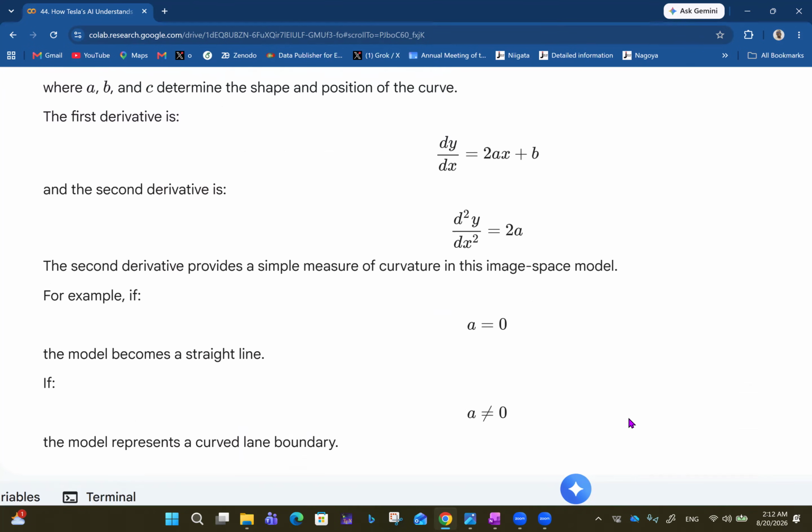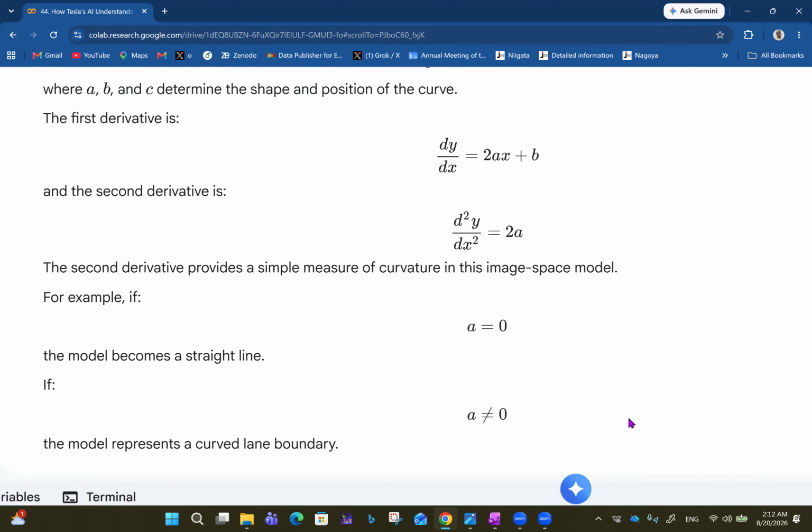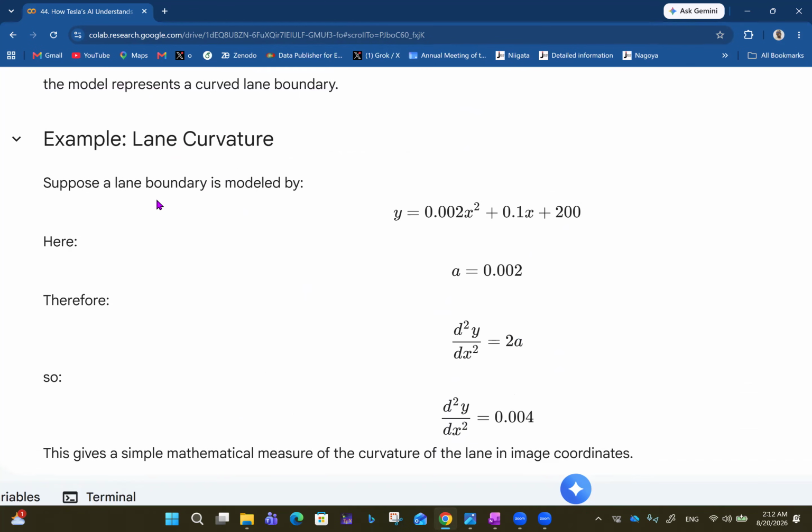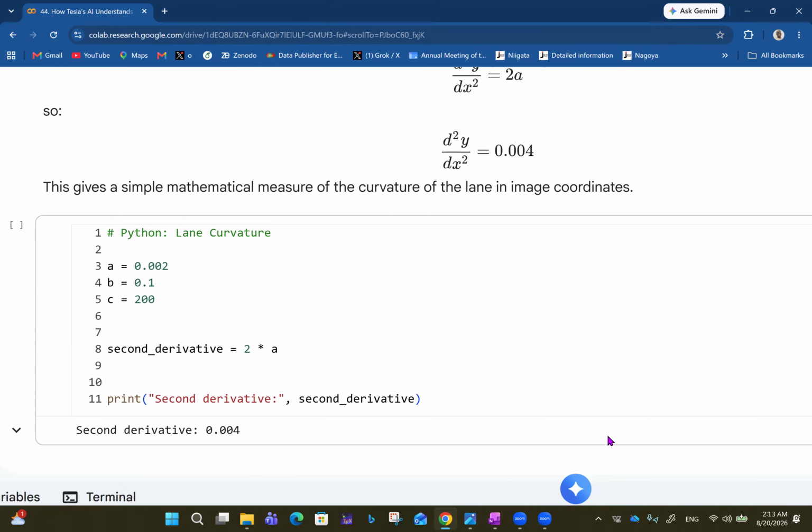For example, if a is equal to 0, the model becomes a straight line. If a is not equal to 0, the model represents a curved lane boundary. So we can talk about lane curvature in that sense. Suppose a lane boundary is modeled by 0.002 x squared plus 0.1 x plus 200. Here, a is 0.002. Therefore, d squared y/dx squared is 2a, which is 0.004. That's 2 times this, 0.004. This gives a simple mathematical measure of the curvature of the lane in image coordinates. So we can use simple Python code to also see that.